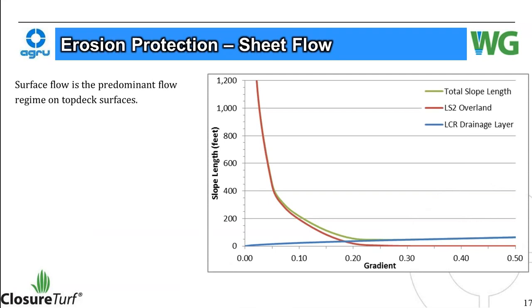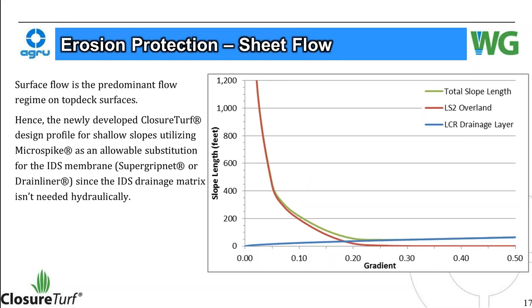Now, surface flow is predominant on the top deck of a ClosureTurf system, as shown here. This red line is overland flow, whereas the blue line is drainage layer flow in the IDS matrix. So for shallow slope conditions, it's all surface flow. As you get steeper, the IDS matrix begins to dominate as far as drainage of the system.